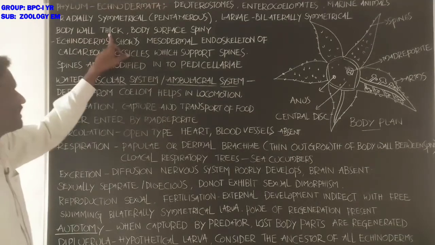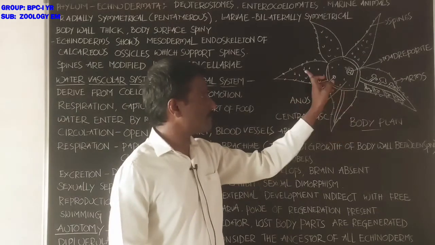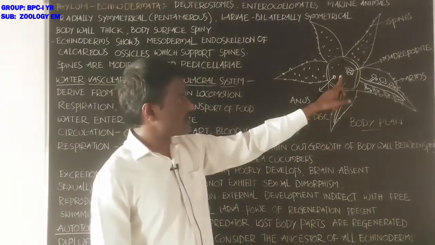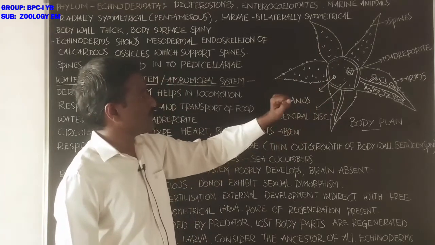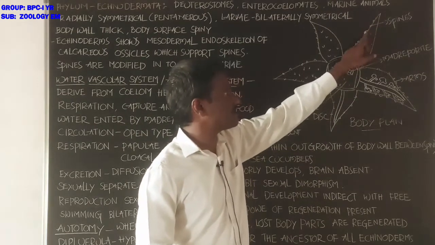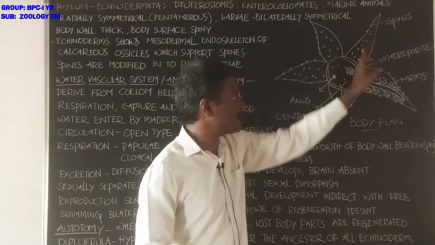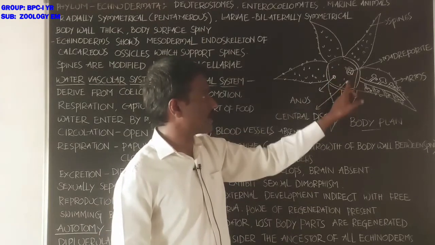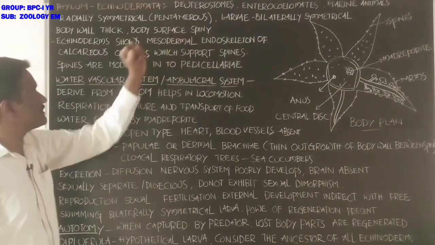Next, the body wall is thick, and the body surface is spiny. This is the body plan of the echinoderm. 5 arms are present in the body. This is the arboreal side of the animal. Anus is present. Next, the body surface shows spines or needle-like structures. These are the edges of the body surface having spines. Next, centrally there is a disc-like arrangement.